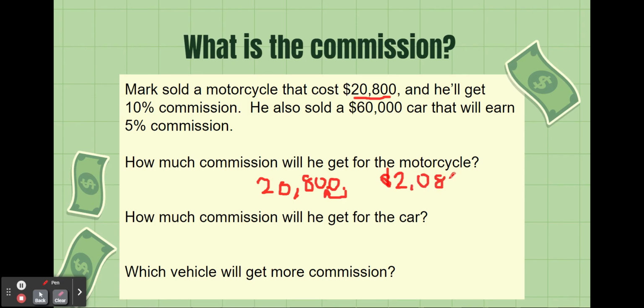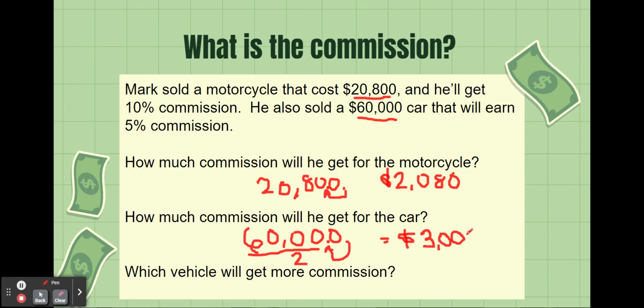And then as far as the car goes, it sold for $60,000 and he gets 5%. So I would still start with that 10% benchmark because it's just a shift of the decimal. So I'm going to put the decimal at the end where it isn't a whole number, shift it left one place. That gives us $6,000. And then when we divide that by 2 to get 5%, that equals $3,000. So as far as the last question, which vehicle earned him more commission, that would be the car.